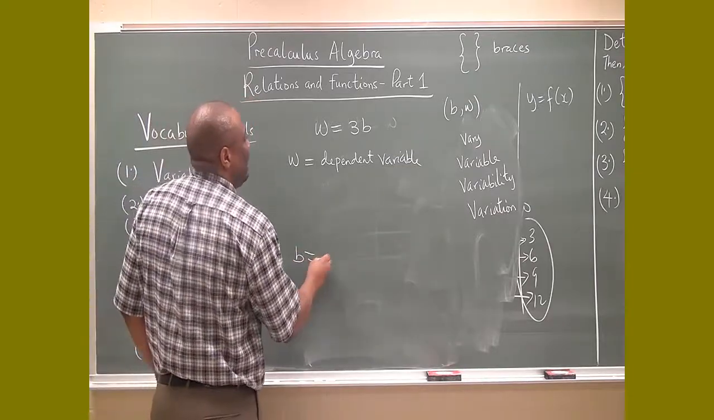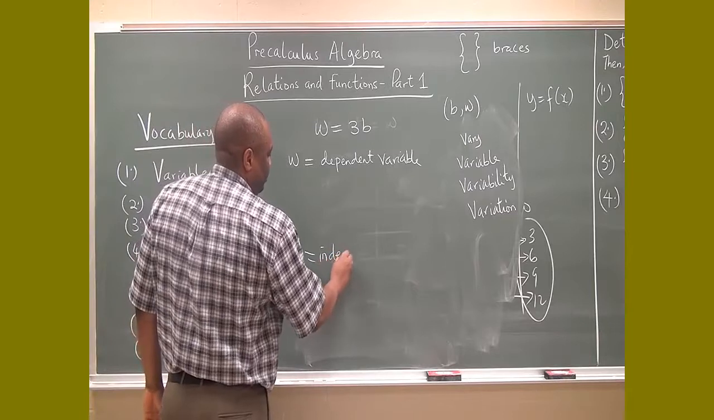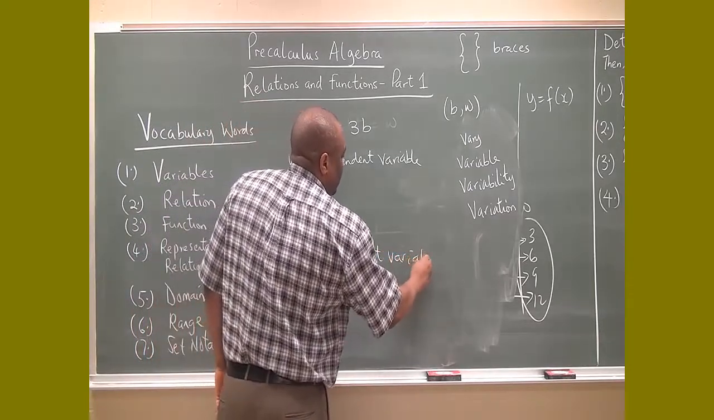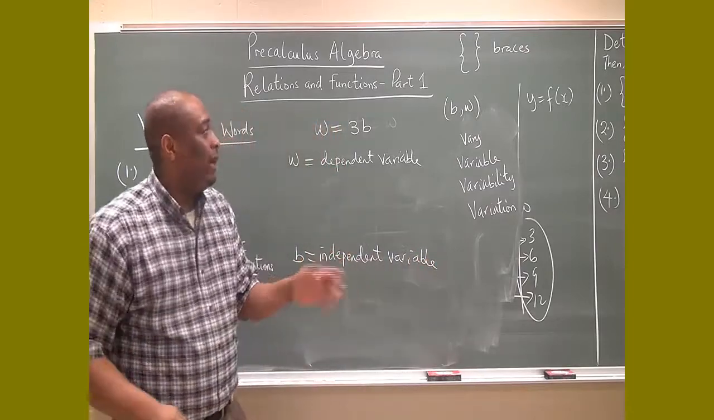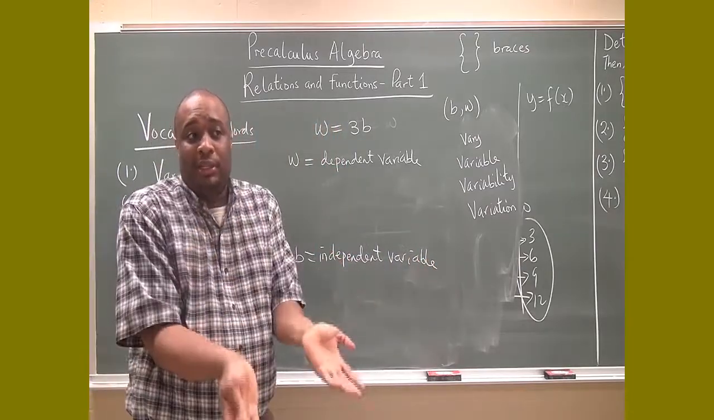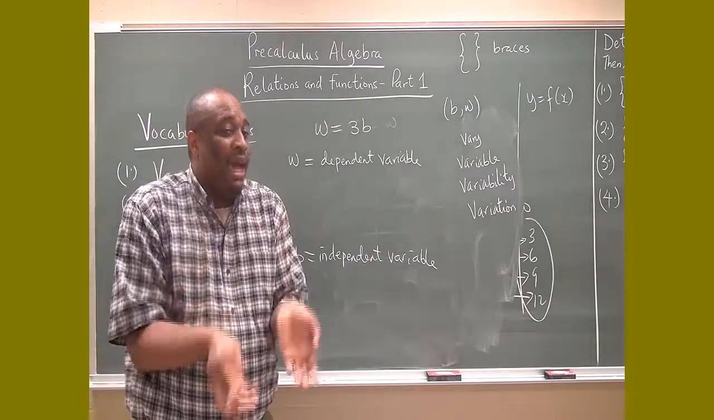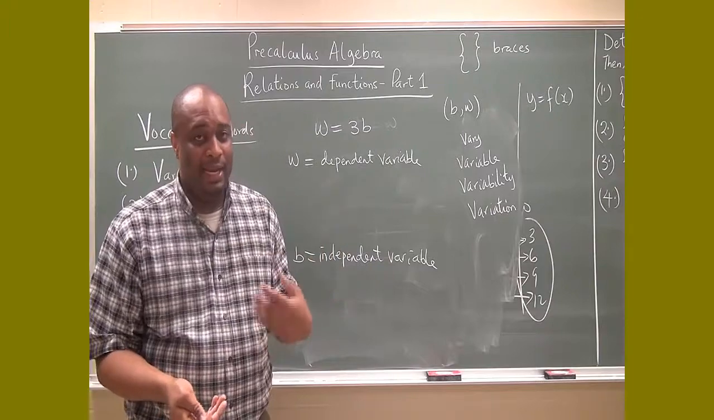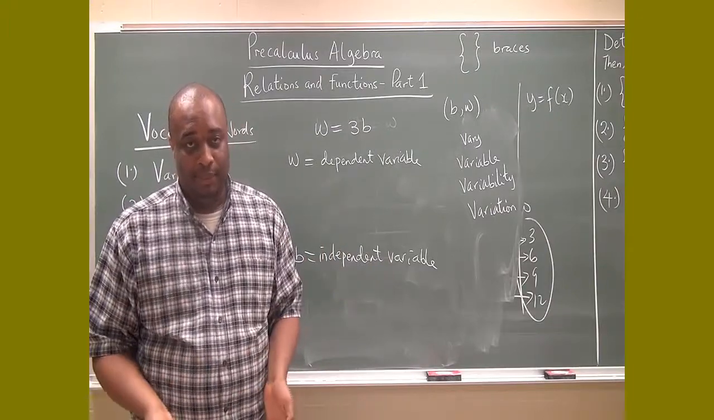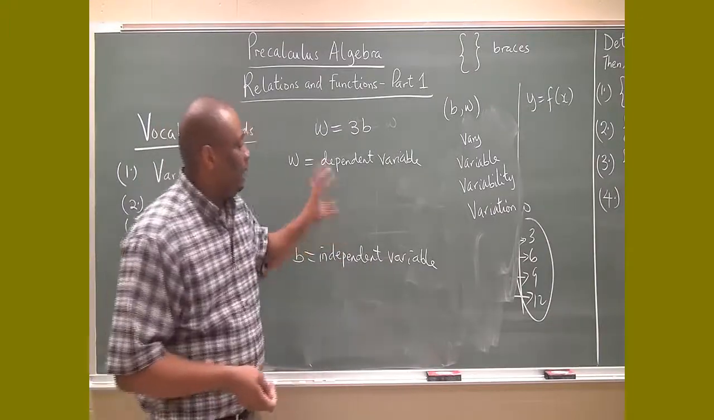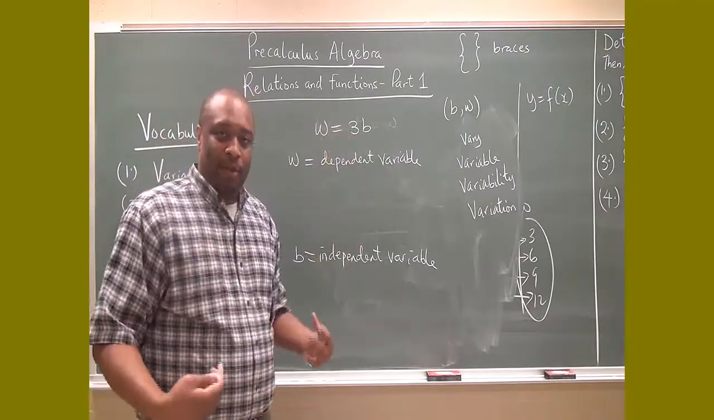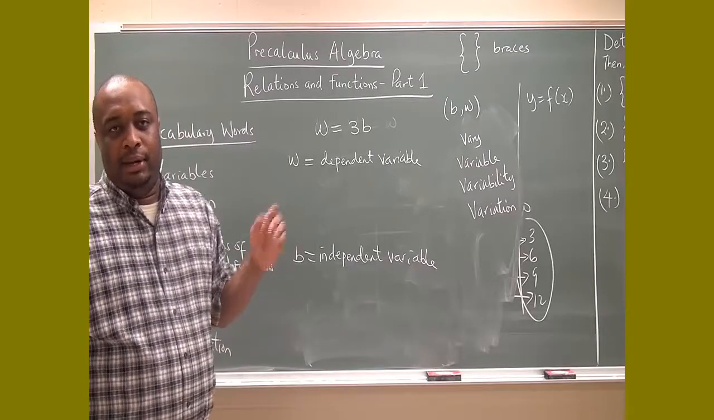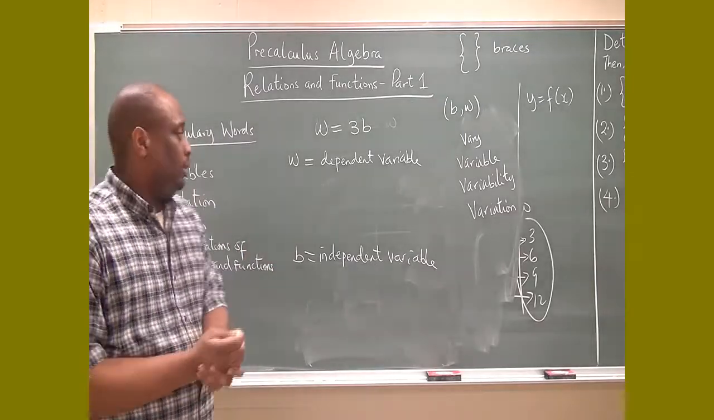Then B is known as the independent variable. Now, why do we say it's the independent variable? The burgers were just there in the restaurant. They didn't find me. I found them. I bought them. I ate them. And my stomach became big. So I gained pounds, which means that my weight is dependent on the burgers that I ate. Okay?